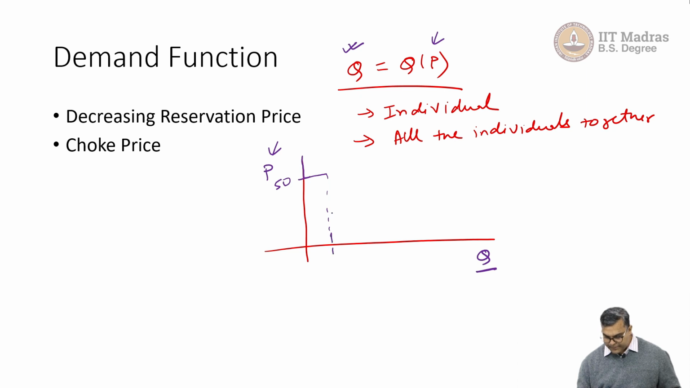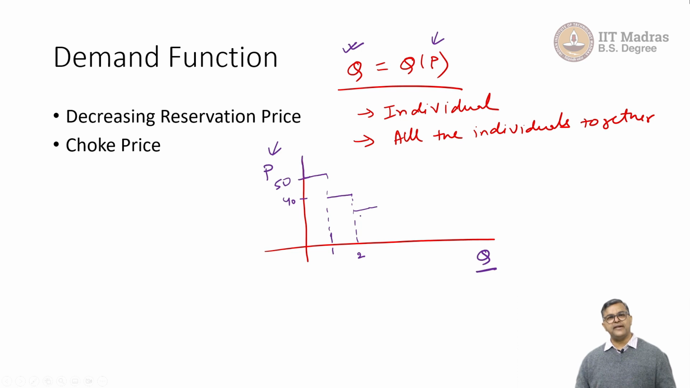At 50, one mango can be bought. If the price decreases further, perhaps if the price comes to 40, then perhaps the second mango would be bought. Similarly, if the price falls further, the third mango would be bought.